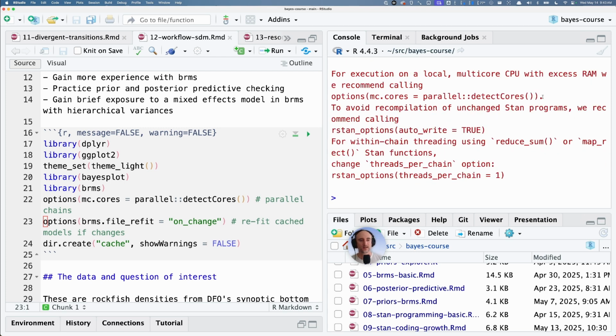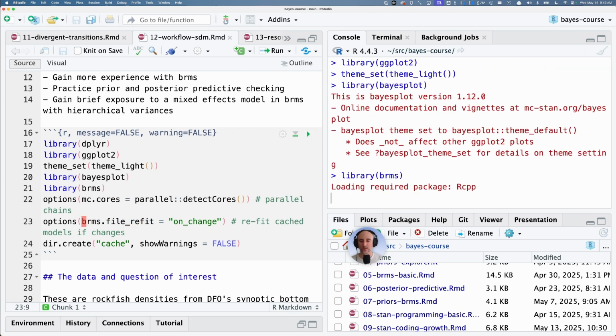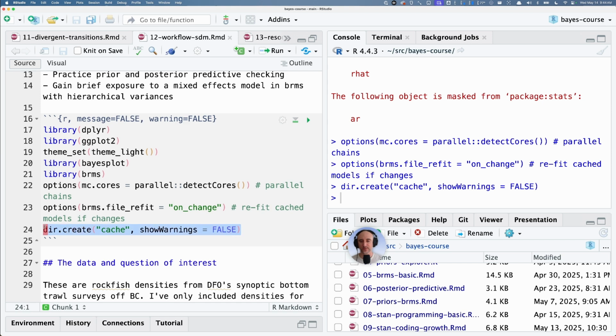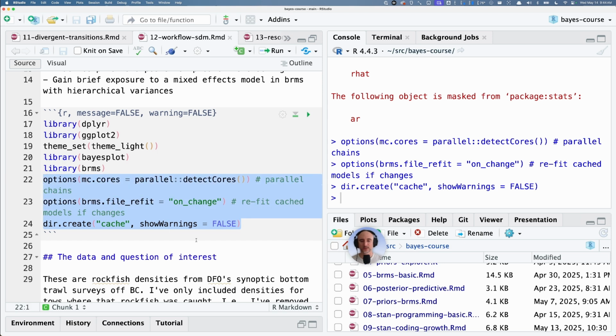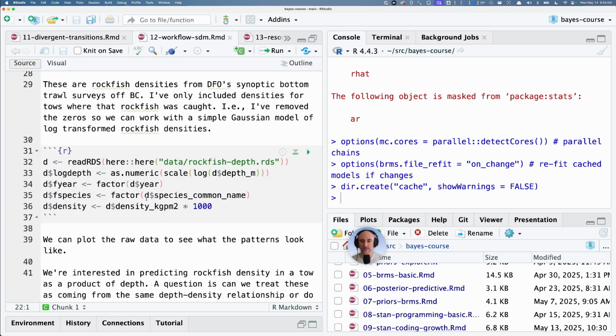You would get that little thing here about setting MC cores. I'm going to set this option so that my brms model doesn't refit for me unless I change the model, and that's going to help this run quickly so I don't have to sit here and watch each one recompile. And I'm just creating a cache folder that I'm going to store those brms models in by supplying that to the cache argument. So not essential, but it makes this example a little nicer, and it's probably what I would do in practice.